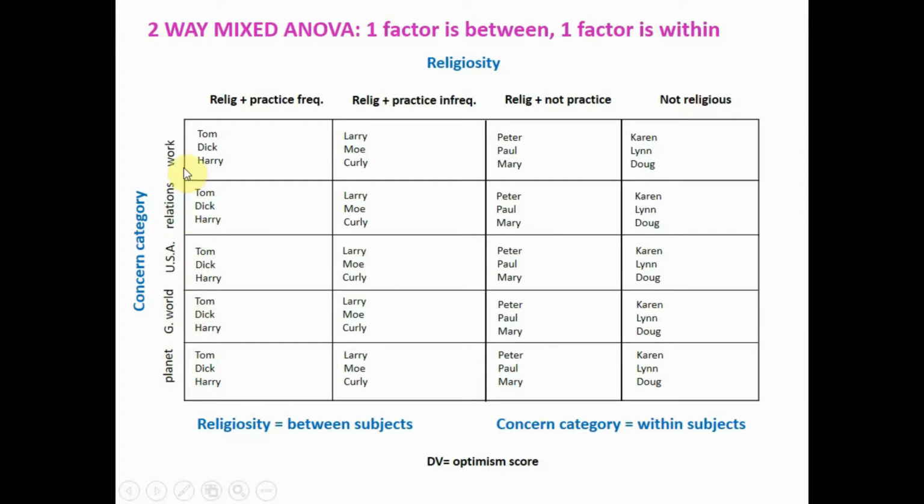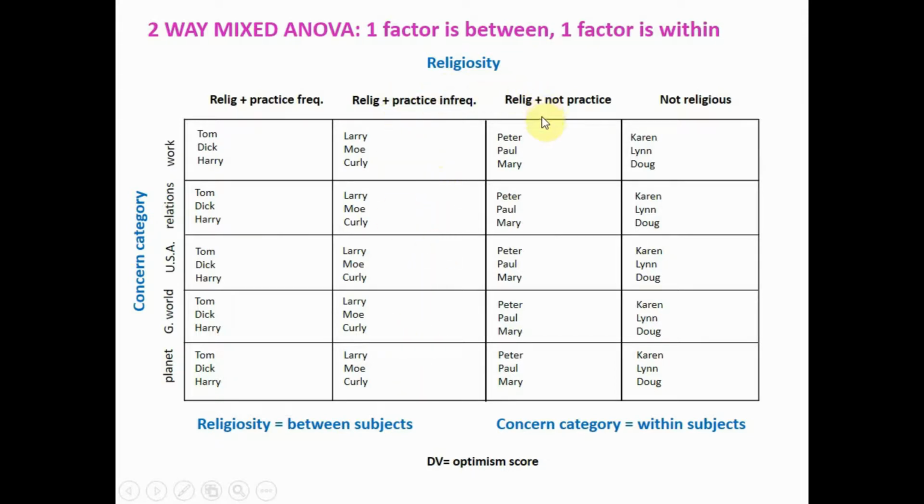All right. So because everybody is tested in each condition, each level of the concern category variable, this makes concern category within subjects. So you see then why it's a mixed ANOVA. It's because one of your factors is between subjects, and the other one is within subjects. Now, you'll note that when you have two independent variables, the easiest way to visualize them is to put them in the format of a table, like I have here. So religiosity is going to be represented by the columns. This column represents this level, and then this level is represented by this column, etc.